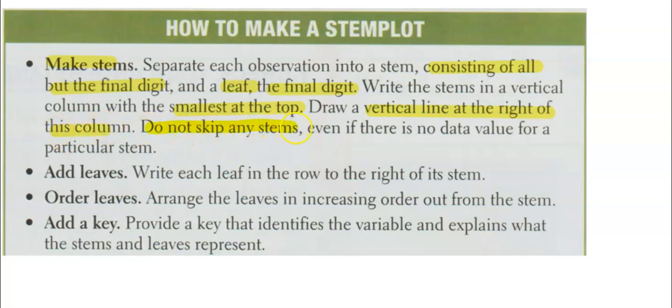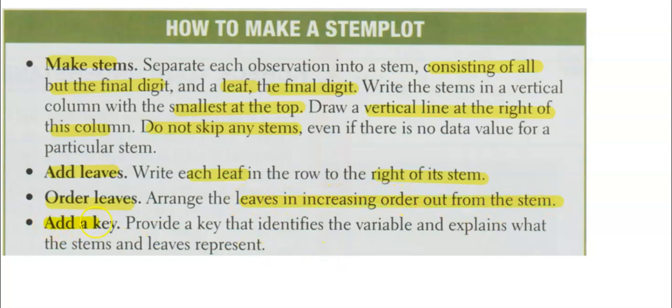Do not skip any stems. I cannot stress that enough. If you don't have any value for that stem, it just doesn't have a leaf. Show all stems, even if they're not listed in your data. Add your leaves. Each leaf goes to the right of the stem. Order your leaves. Arrange the leaves in increasing order.